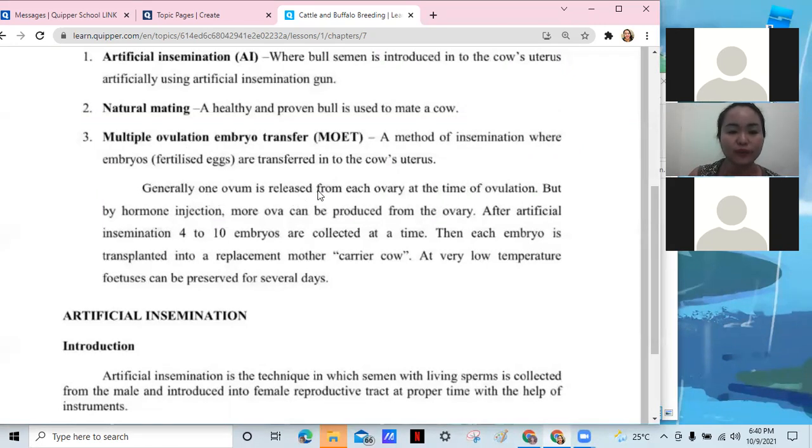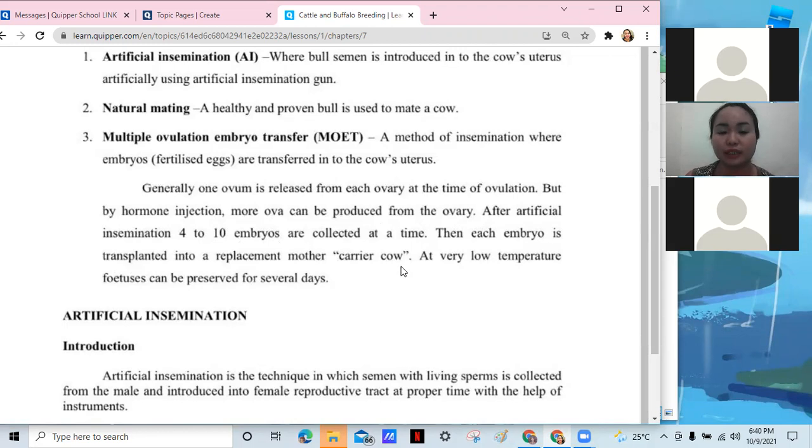Generally, one ovum is released from each ovary at the time of ovulation. But by hormone injection, more ova can be produced from the ovary. So after artificial insemination, 4 to 10 embryos are collected at a time, and then this embryo is transplanted into a replacement mother or carrier cow.